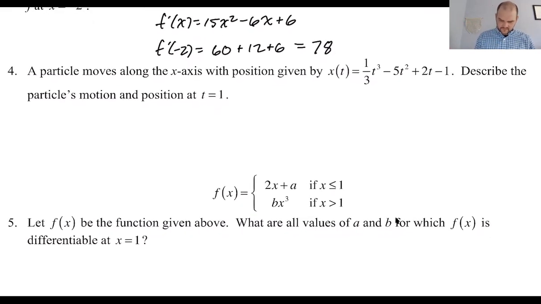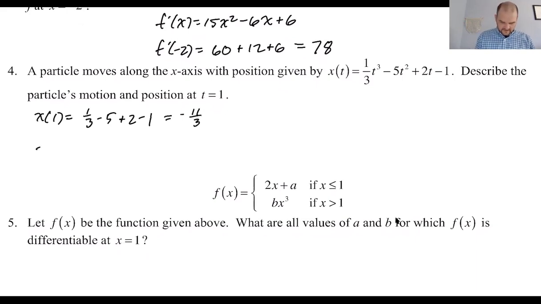So let's see. First of all, I could find x of 1, I guess. So x of 1, this will be the position. It's 1/3 minus 5 plus 2 minus 1. So what is that? -6, -4, -12 thirds, -11 thirds. So it's at x equals -11 thirds, I guess.